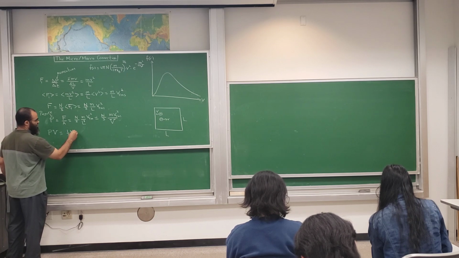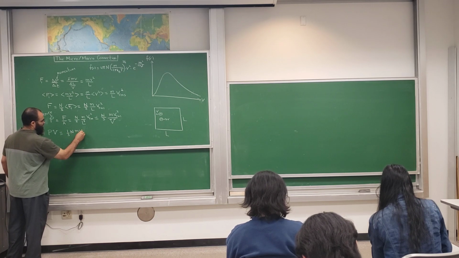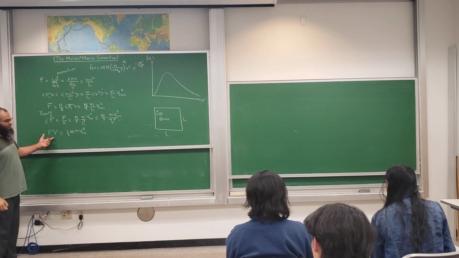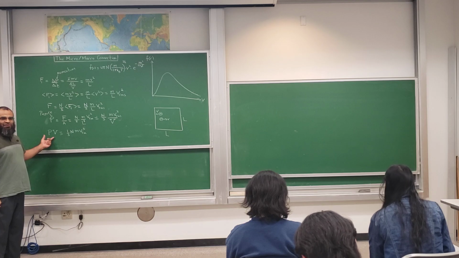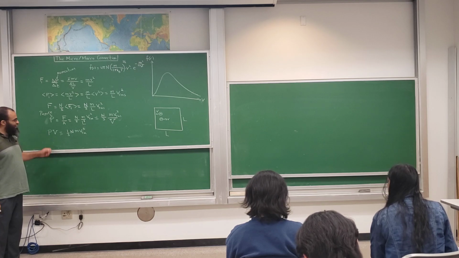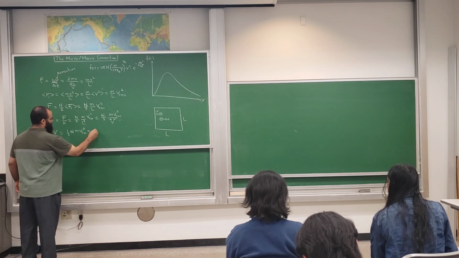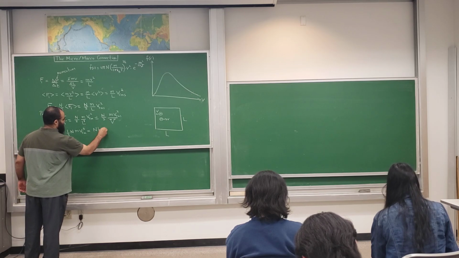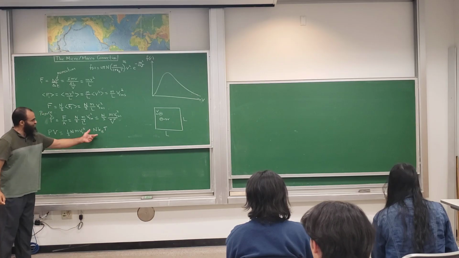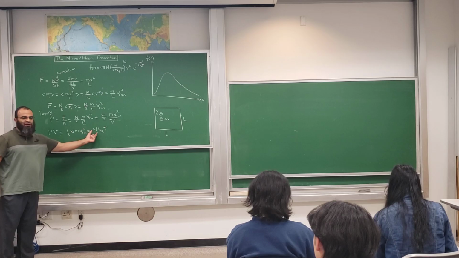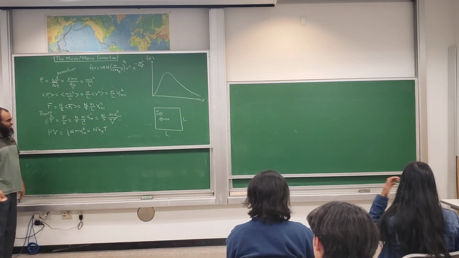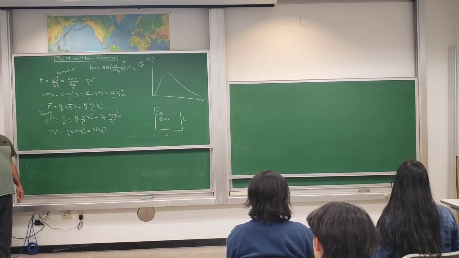N over 3 m v RMS squared. Now what's PV according to the ideal gas law? nRT, or N k_B times T, right? The reason I chose this form is because I see capital N right here, and capital N right there, so I want to have them look alike.